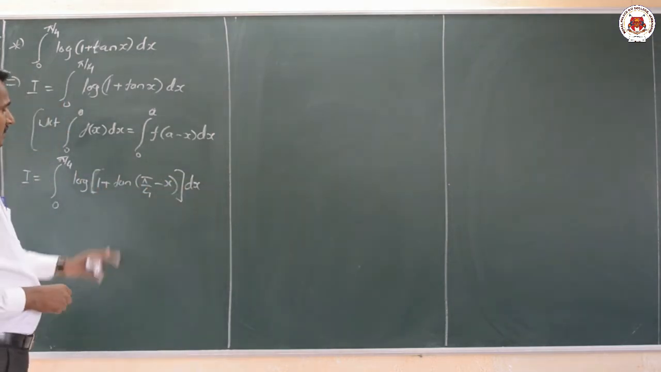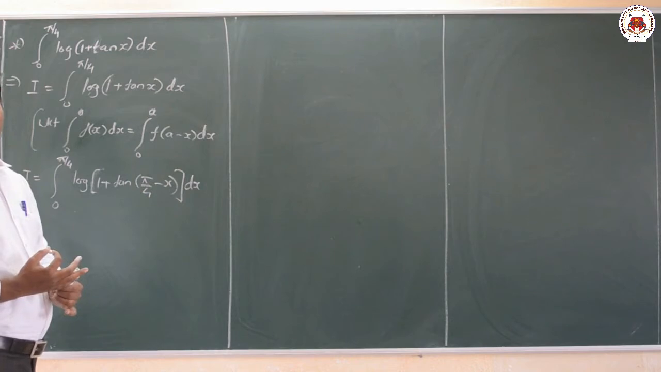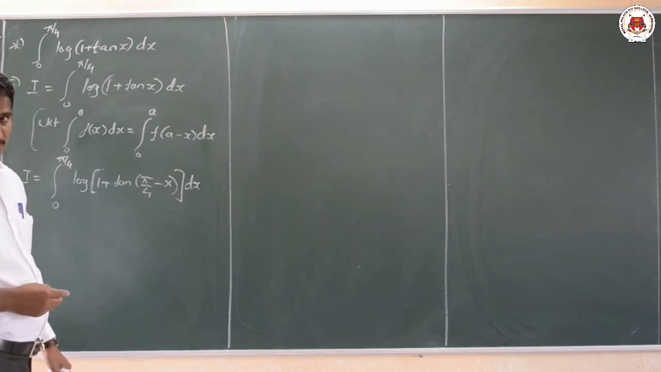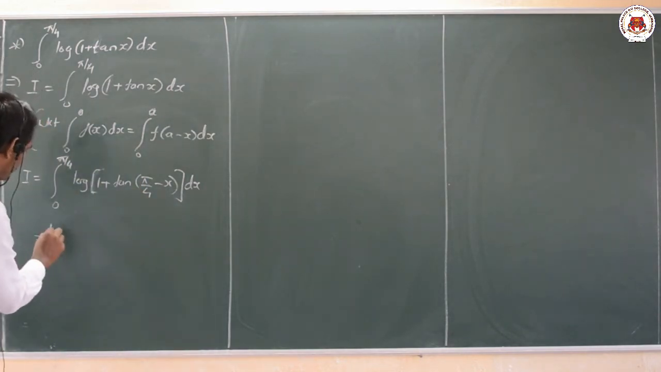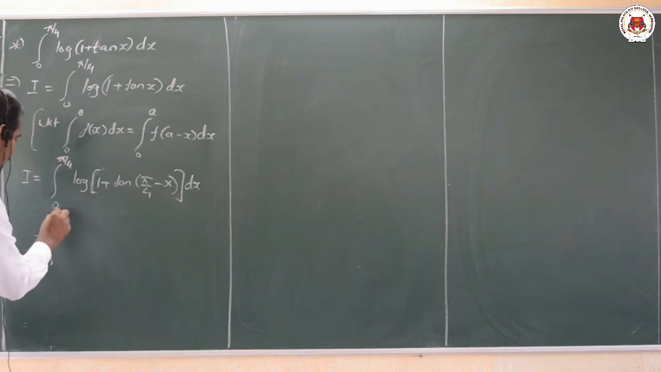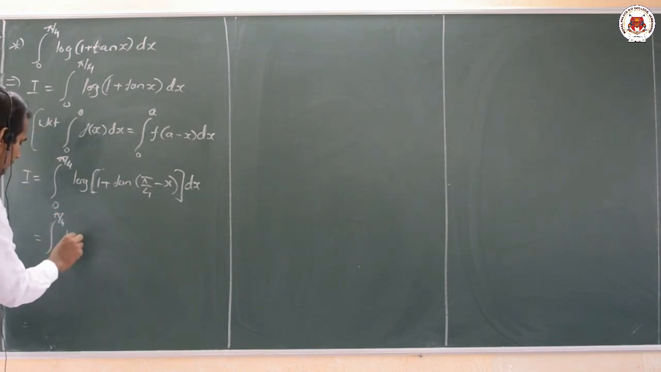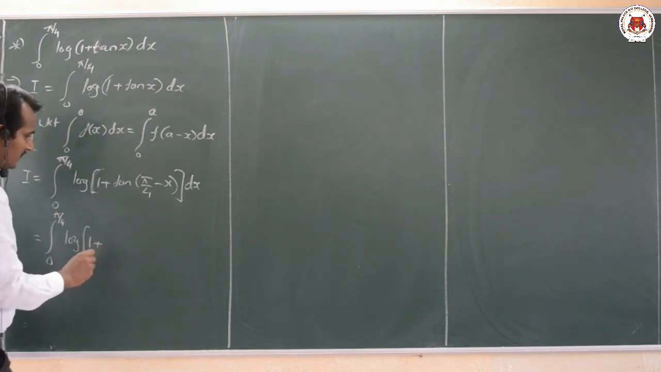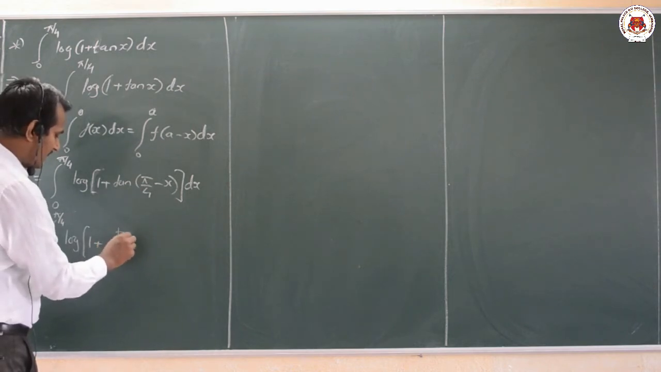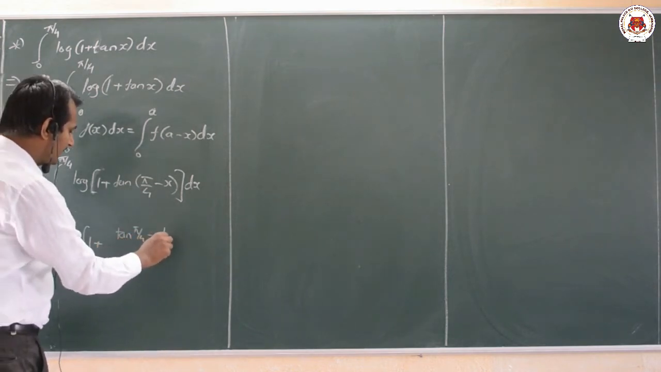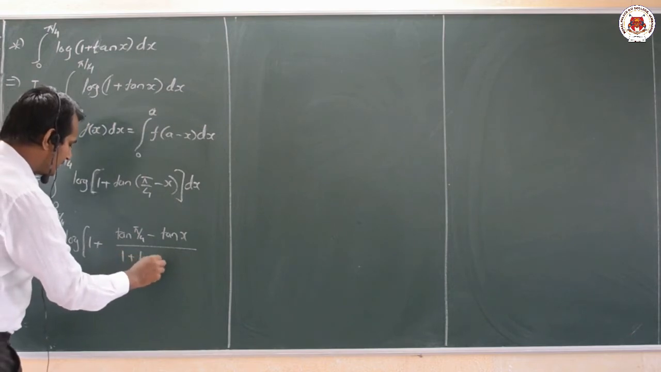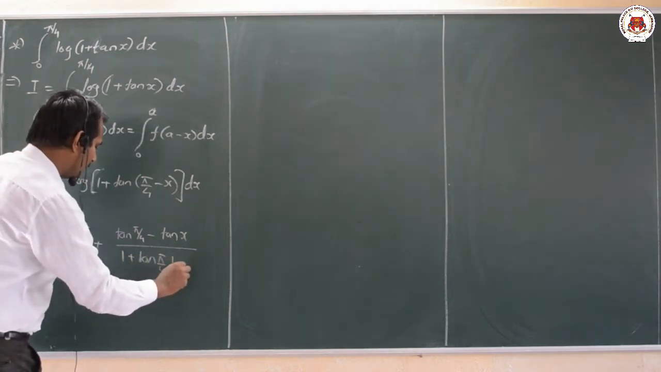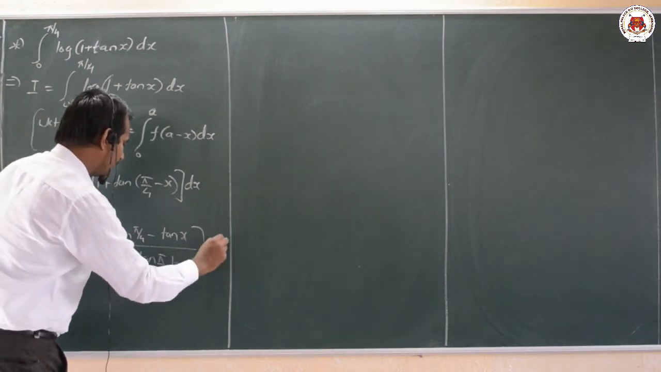Now here we have tan of pi by 4 minus x, so the tan a minus b formula we will use. Tan of a minus b means tan a minus tan b divided by 1 plus tan a tan b. Which is equal to the integral from 0 to pi by 4 of log of 1 plus, here I can write tan of pi by 4 minus tan x, whole divided by 1 plus tan of pi by 4 into tan x, into dx.